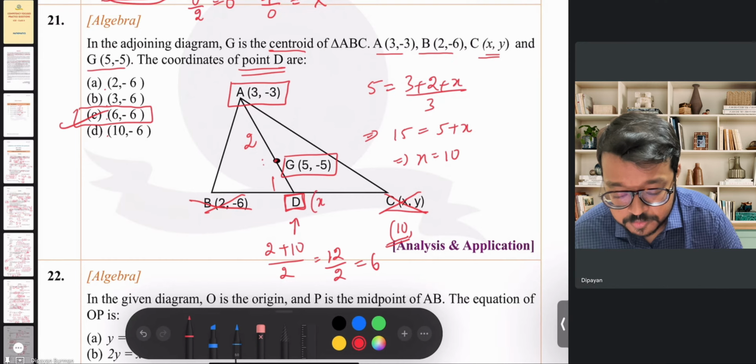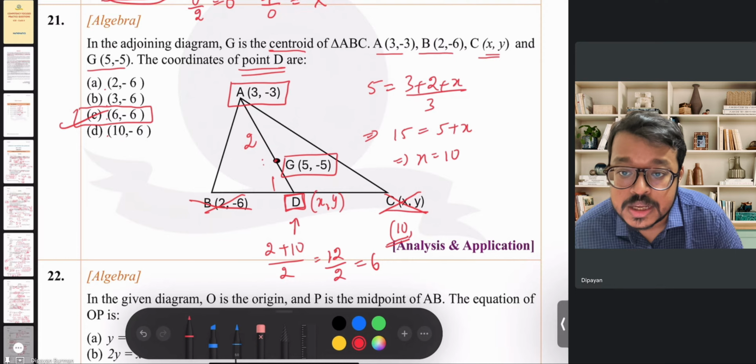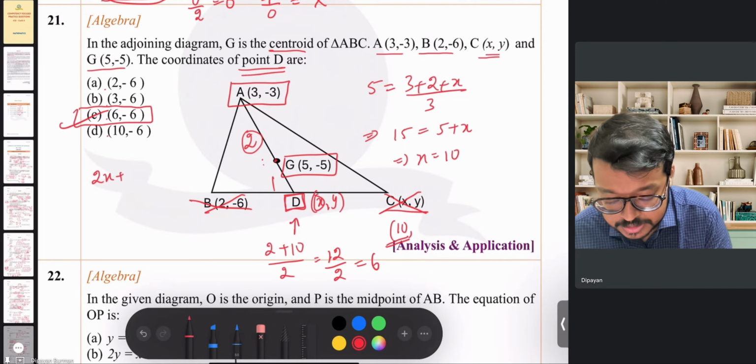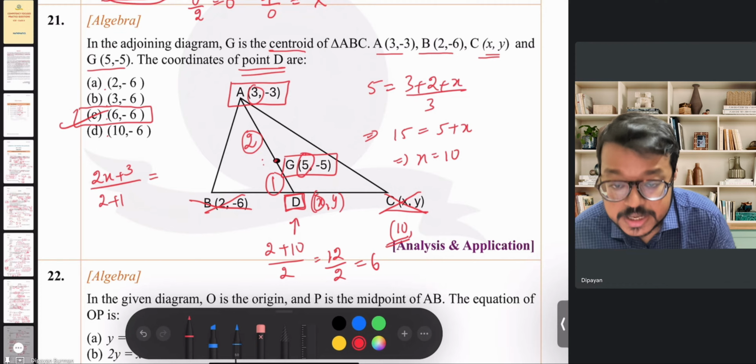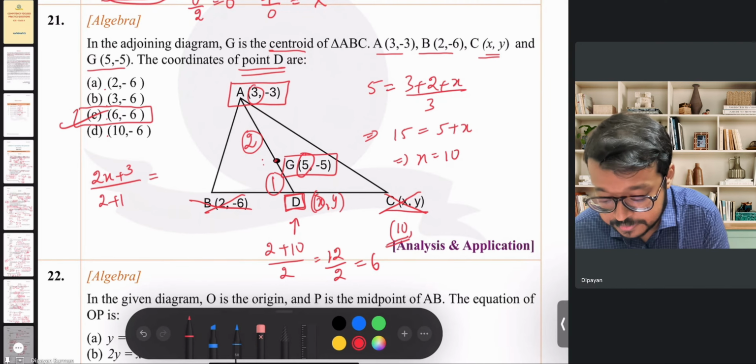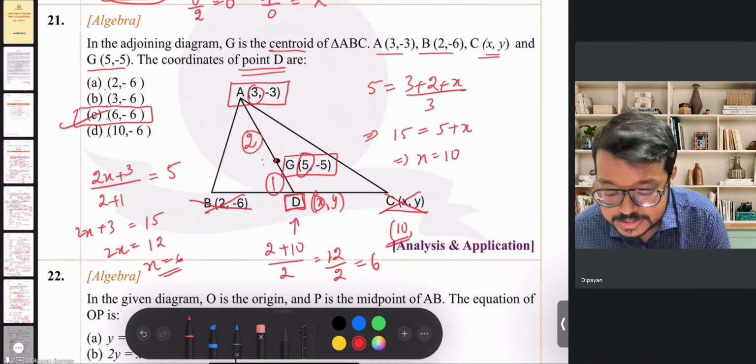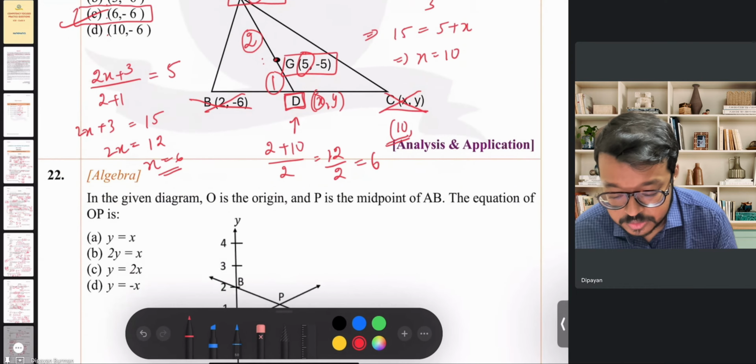Let's say the coordinates of point D are x comma y. Applying the section formula to the x coordinate, I will say that (2 into x, 2x, plus 1 into 3, that is 3) divided by 2 plus 1 is going to give me the x coordinate of the centroid, which is 5. So 2x plus 3 will be equal to 5 into 3, 15. 2x will be 12, x will be 6. So there also I find that the x coordinate of point D is 6. Whichever way we can solve the question.